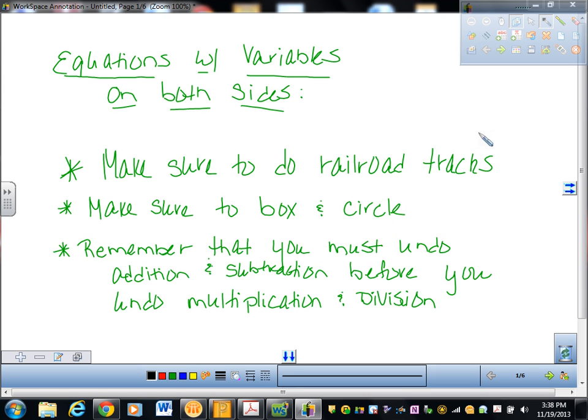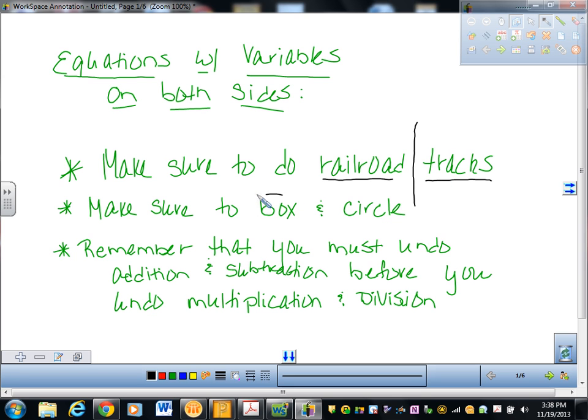All right, today we're going to talk about equations with variables on both sides. It's important that you remember these three things. Make sure that you do railroad tracks. It's very important for you to be able to see the different sides of the equation because you're going to be moving a lot of things around. So you need to make sure that you have those.